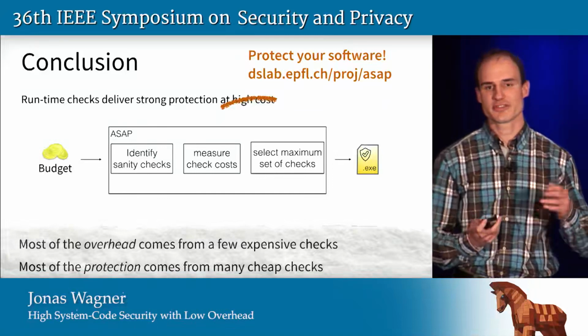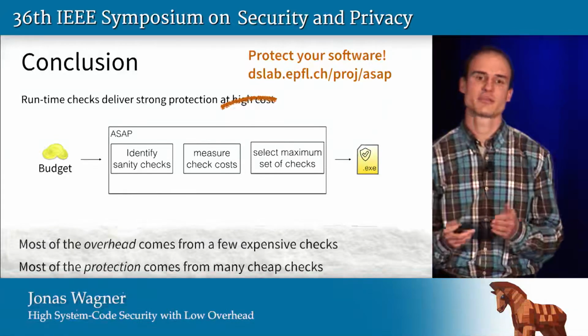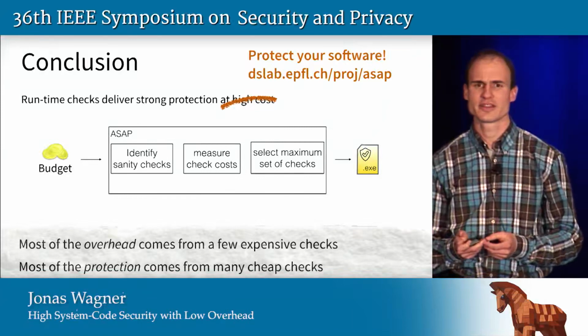And now we define as the sanity level the fraction of these checks that are effectively present in the optimized version that ASAP generates. Does that make sense?